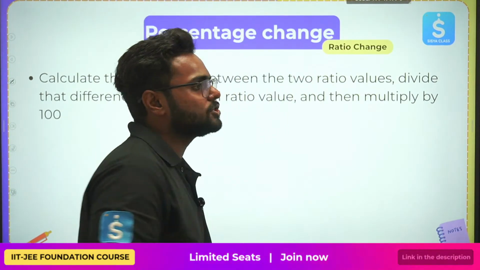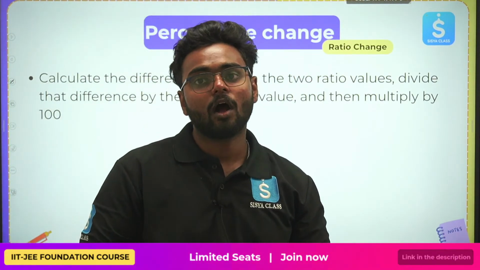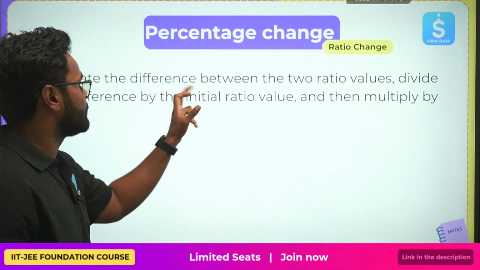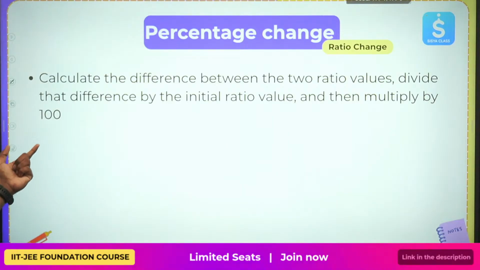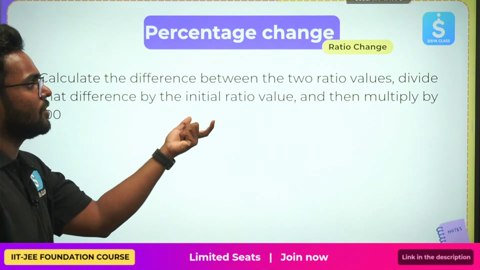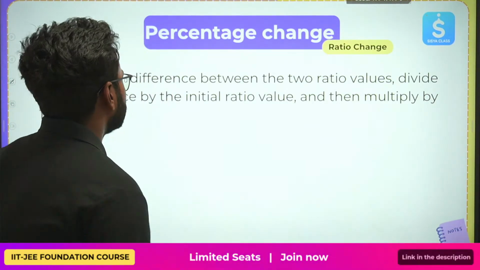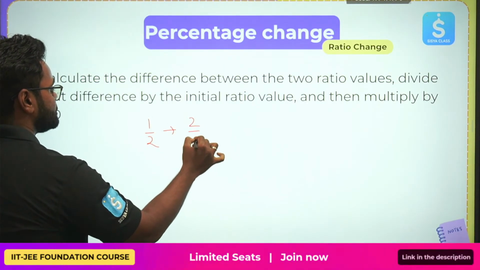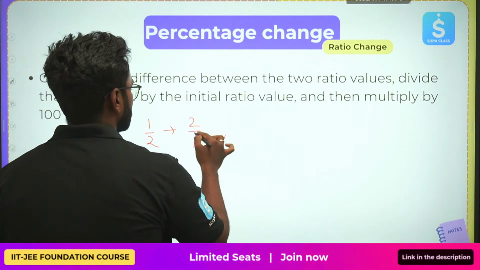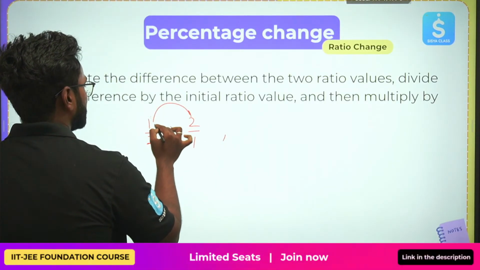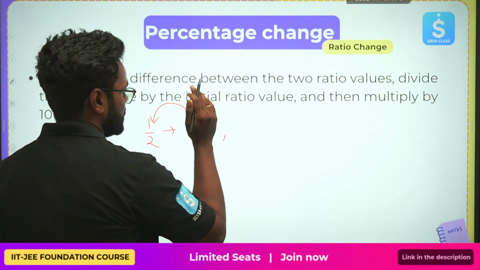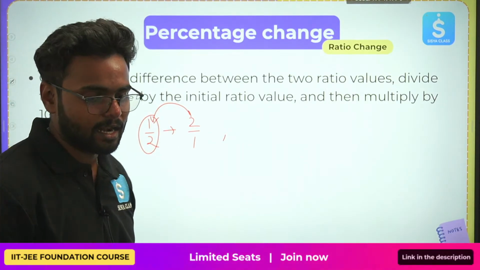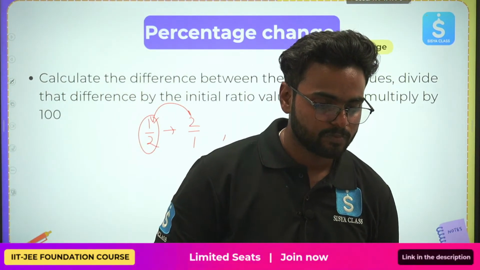Ratio change. What is a ratio? 2 by 3, 1 by 2, everything is a ratio, right? How do you find the change or percentage change? It's nothing, Nana. Calculate the difference between the two ratio values, divide that difference by the initial ratio, and then multiply it by 100. Let us say 1 by 2 is becoming 2 by 1. How can you calculate this? Subtract initial minus later one, divided upon the original value, and multiply it by 100 to get the percentage change.